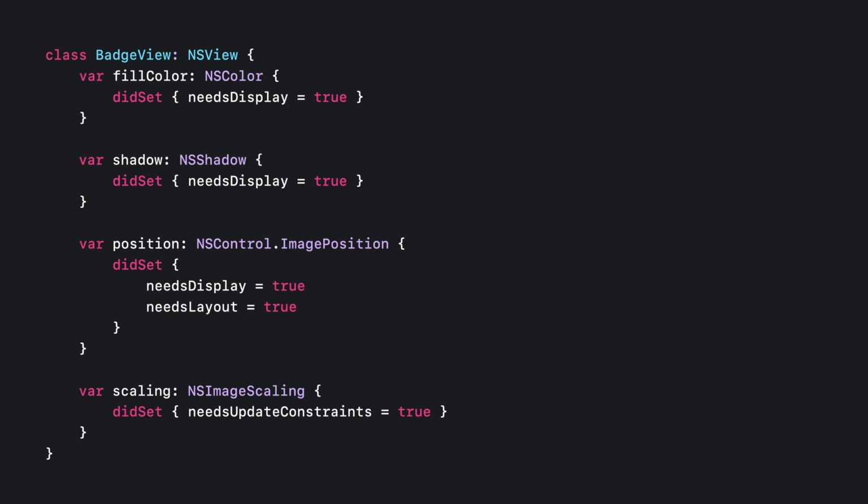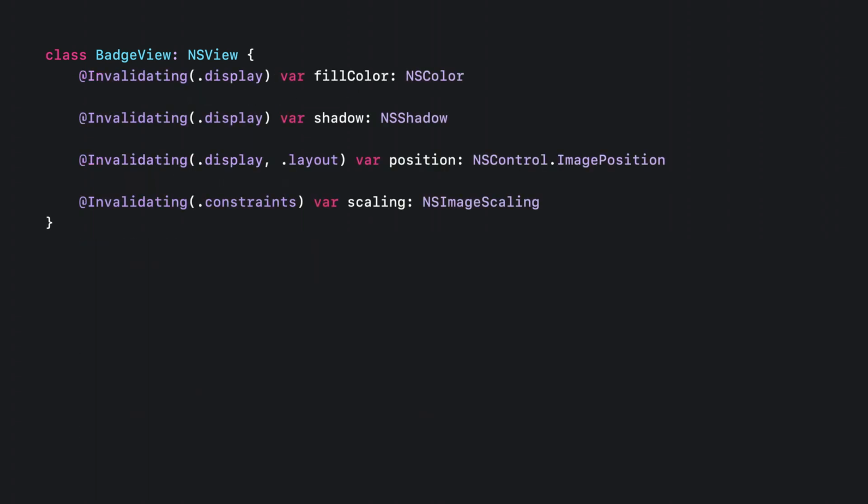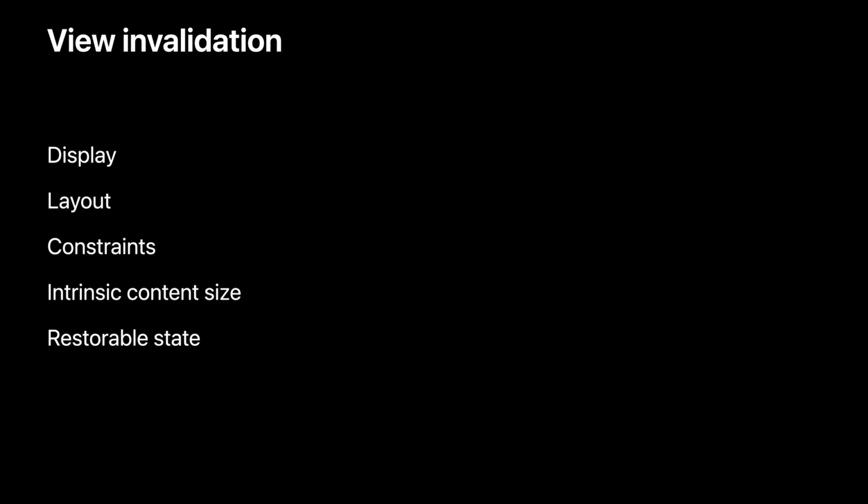So we made this scenario better by creating a new Swift property wrapper just for this case. It's called Invalidating. It's nested under NSView, and it allows you to specify one or more aspects of the view to invalidate when the wrapped property changes. All of the didSets and brackets fall away, making it easier to focus on the definition of the property itself. AppKit provides several built-in invalidation cases: display, layout, constraints, intrinsic content size, and restorable state.